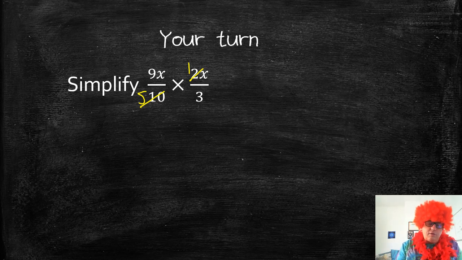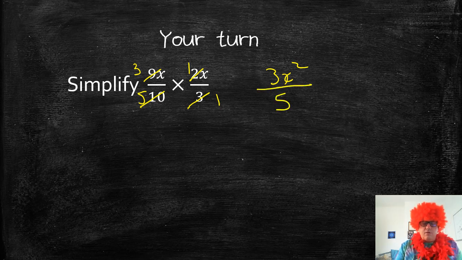Now I can also divide the top and bottom by 3. 3 divided by 3 is 1, and 9 divided by 3 is 3. So what do I have now? I have 3x times 1x, which is 3x squared. I know it looks like it, but I haven't actually canceled those variables. There's nothing to cancel. And on the bottom, I have 5 times 1, which is 5.